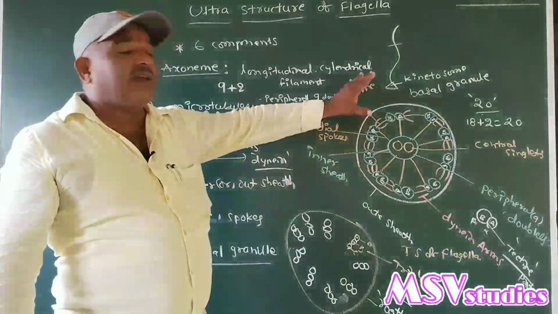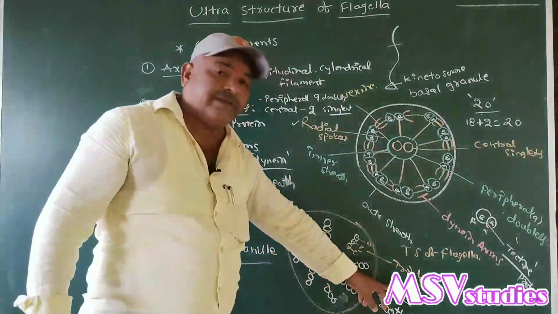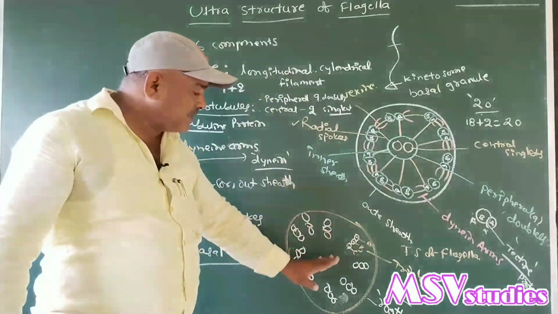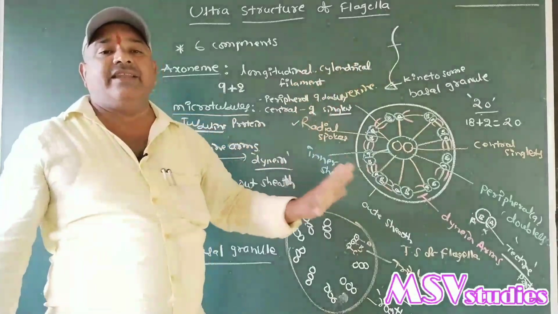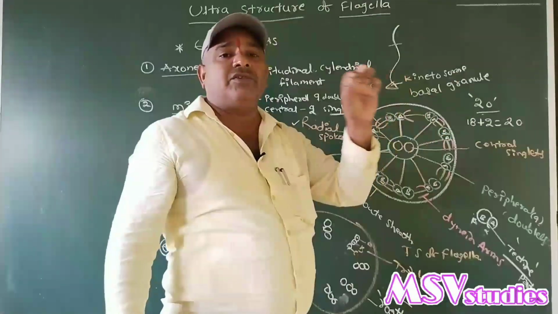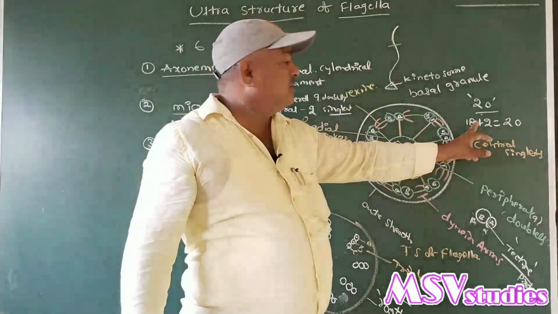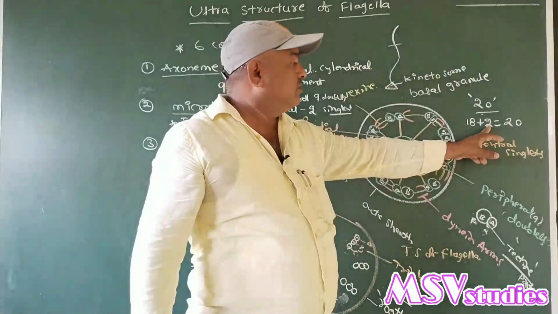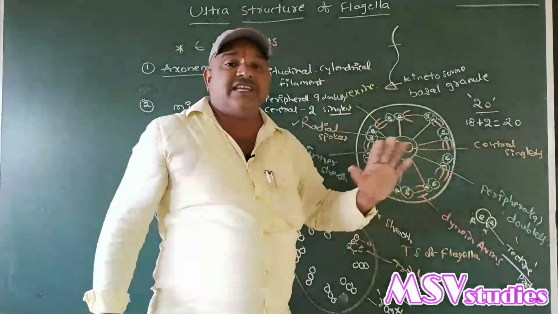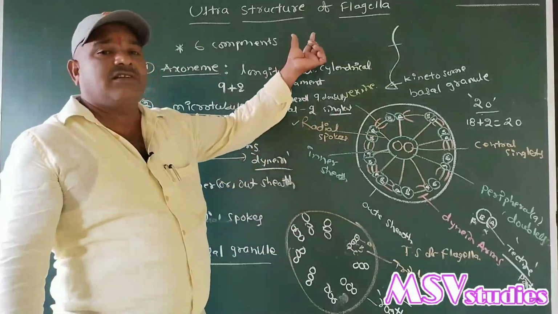At the basal granular area, the total number of microtubules is 27: 3 times 9 is 27. The central singlets are absent at the basal granular area. Very, very important point: at the axoneme, we find 20 microtubules, 18 peripheral microtubules and 2 central singlets. Total 20 microtubules are present at which area? Axoneme area. So this is the ultrastructure of flagella.